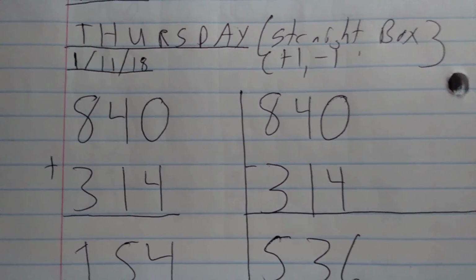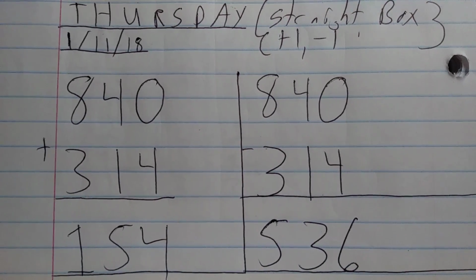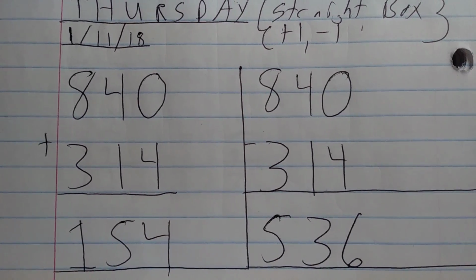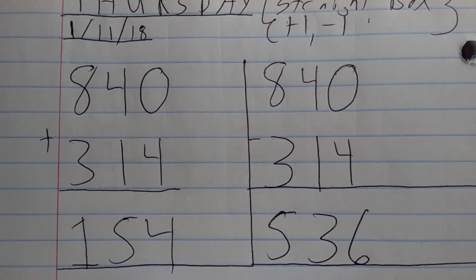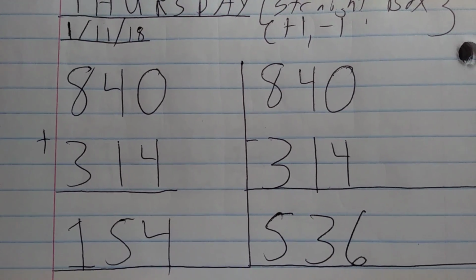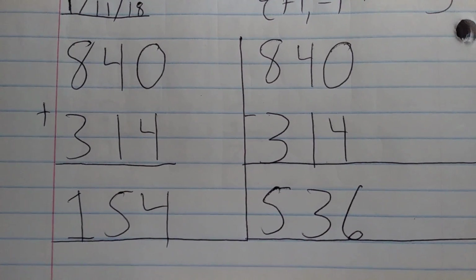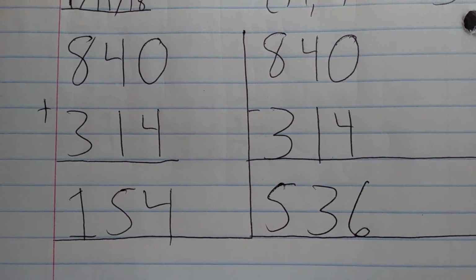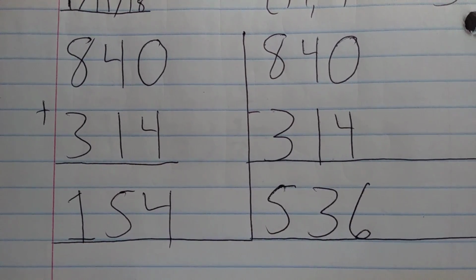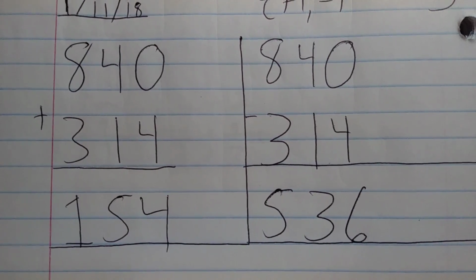So on January 11th, you had 840 hit. You're going to add 314, so 8 plus 3 is 11, keep the 1, 4 plus 1 is 5, and then 0 plus 4 is 4. And then you're going to subtract off the 314, so 8 minus 3 is 5, 4 minus 1 is 3, and then 10 minus 4 is 6. So 536 and 154 did not hit in the next 7 days.